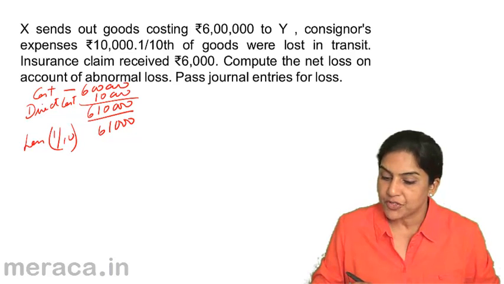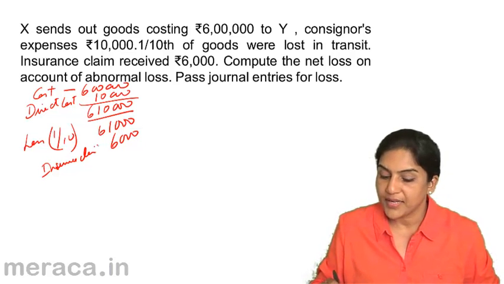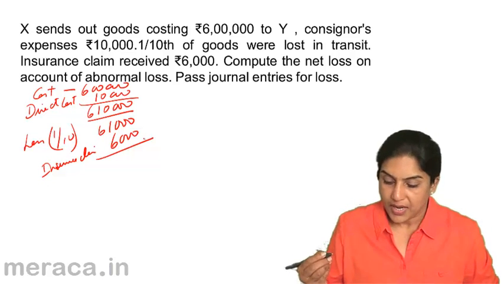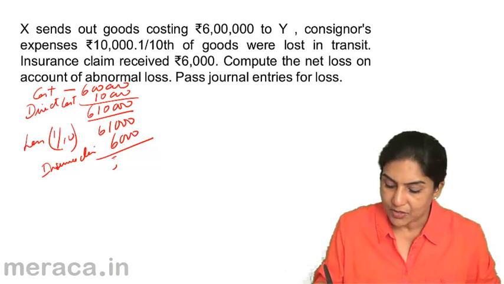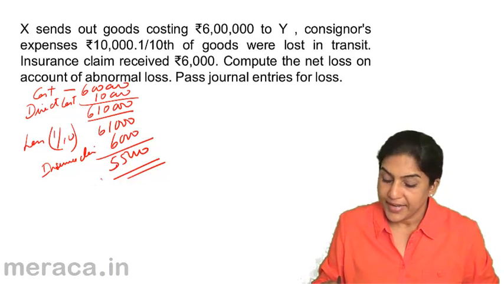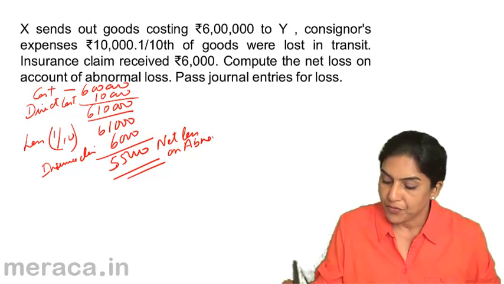Insurance claim received is only 6,000. This is the insurance claim. In that case, the net loss on account of abnormal loss would be 61,000 minus 6,000, 55,000. That would be the net loss on account of abnormal loss.